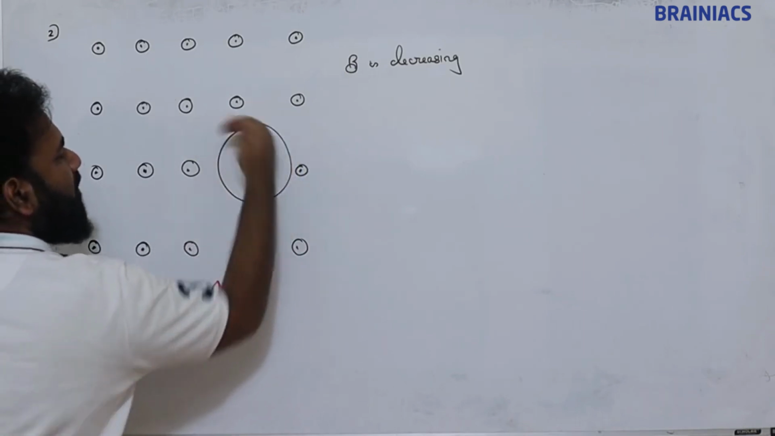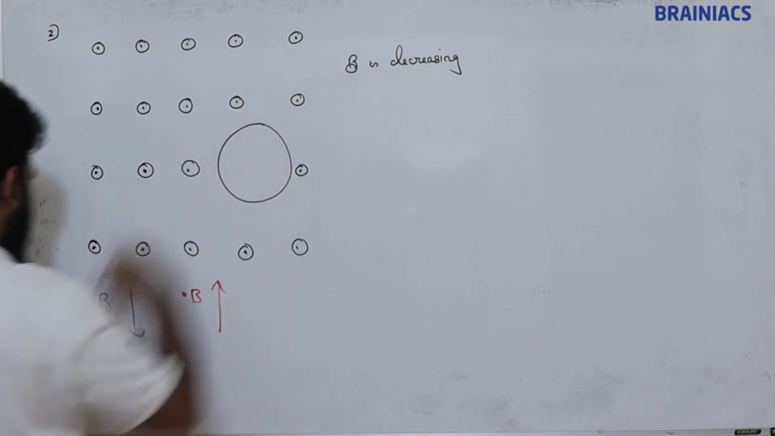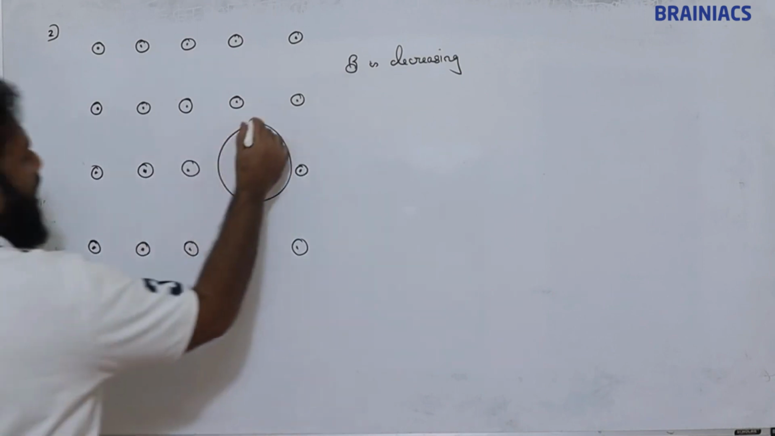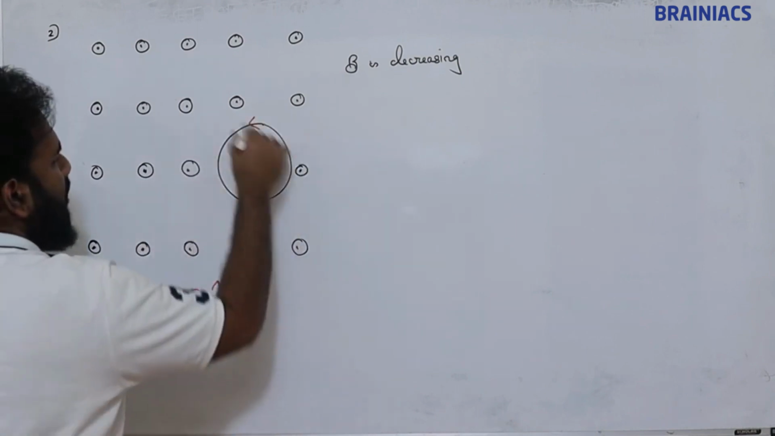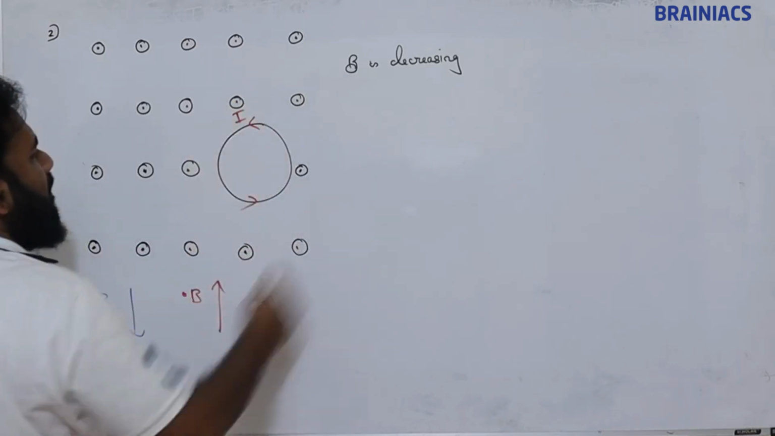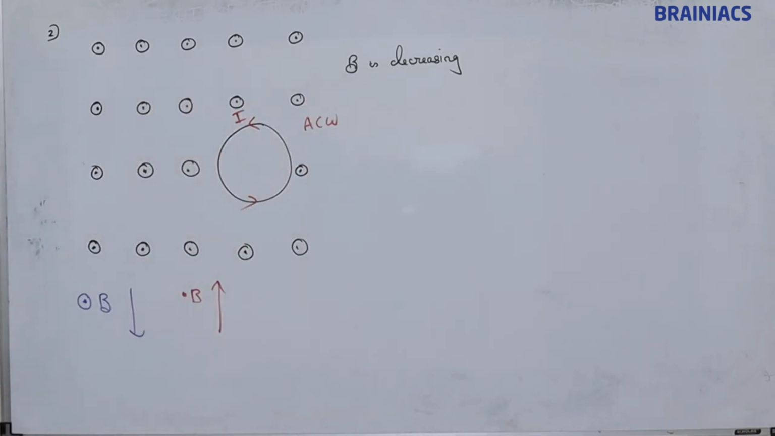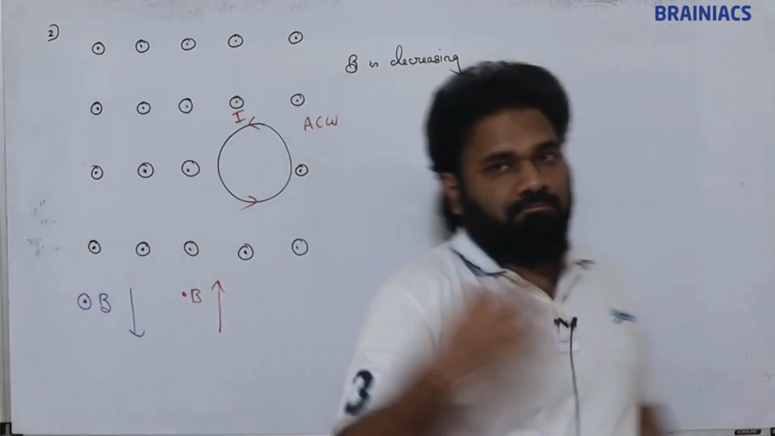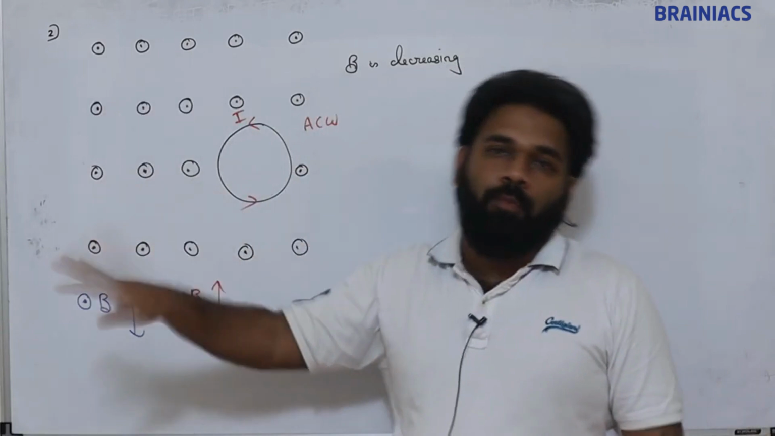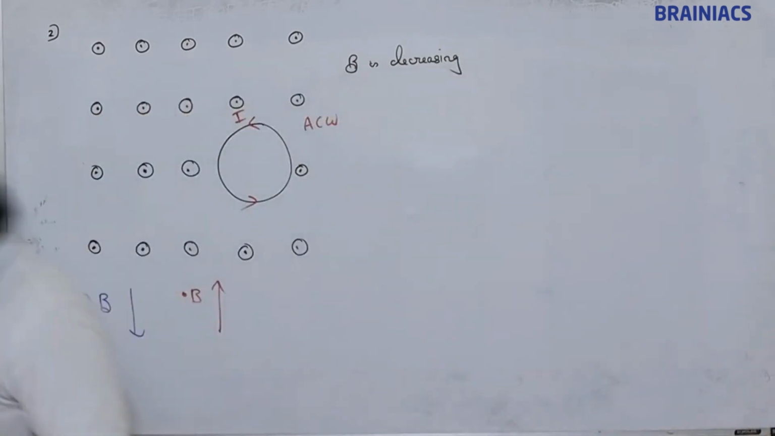So in which direction will the current be? In whichever direction I am showing my fingers, that will be the direction of the induced current. So this is going to be anti-clockwise again. Correct? Whatever is happening here, we need to oppose it. That is the concept.